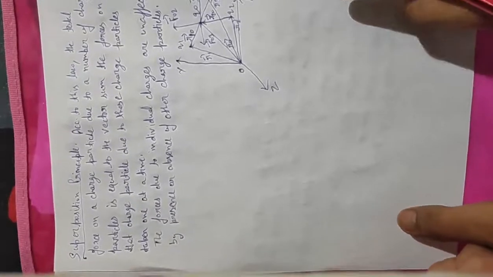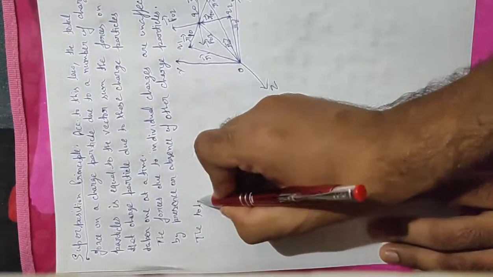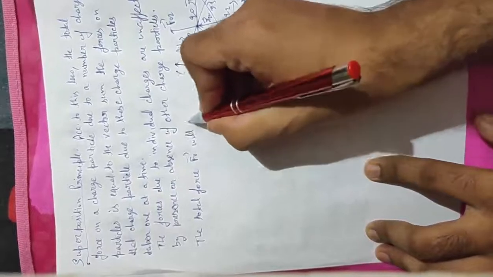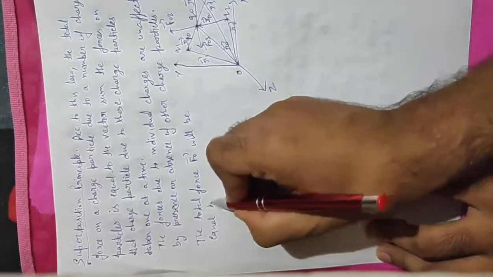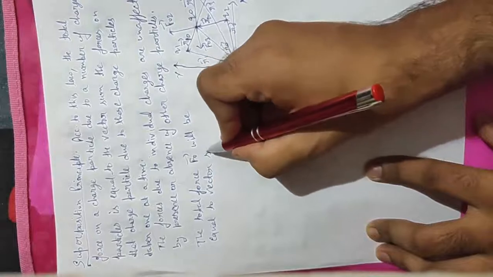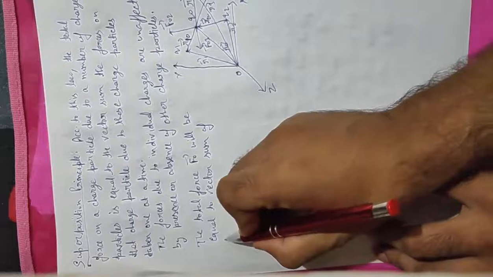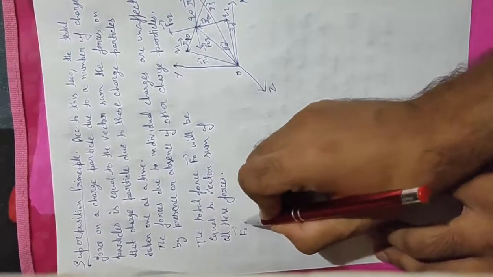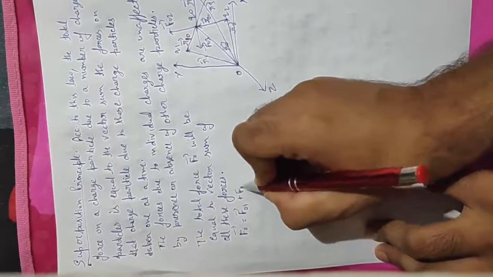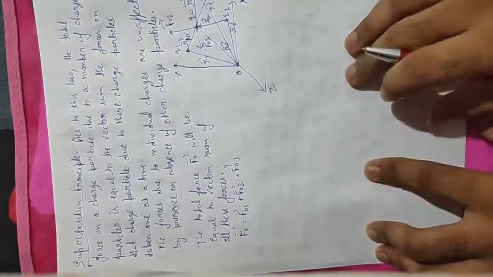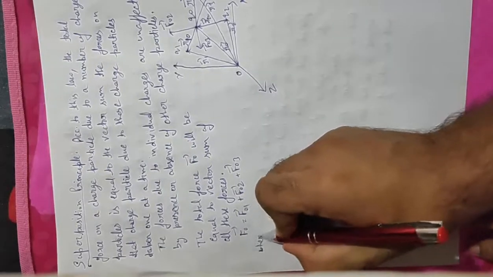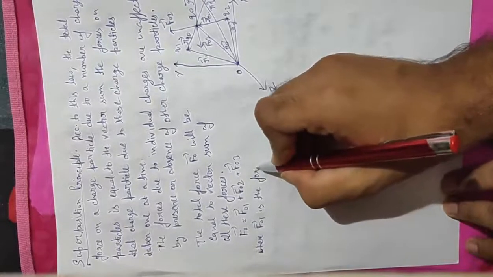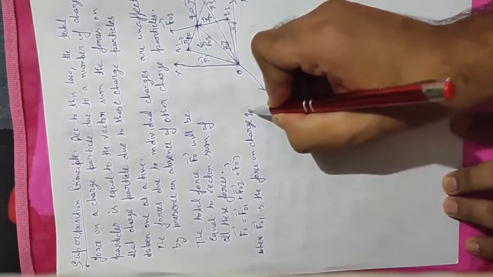Now, according to this law, the total force F naught will be equal to the vector sum of all these forces, that is F naught equal to F naught 1 plus F naught 2 plus F naught 3, where F naught 1 is the force on charge Q naught due to Q1.